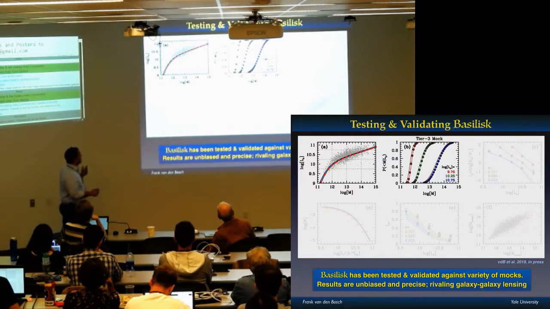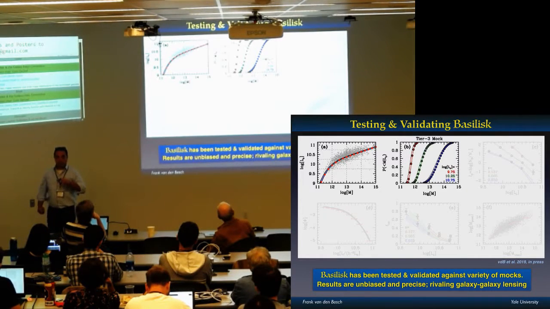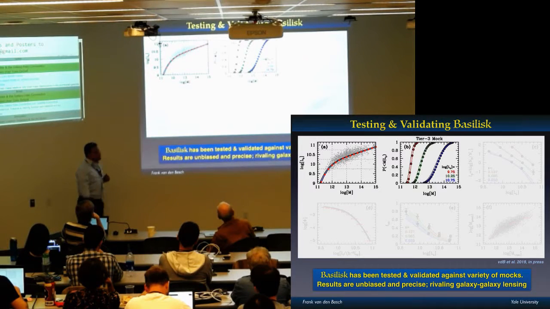But this is a realistic amount of scatter, about 0.2 dex. The red dots are just sampling, at different halo masses, the true relation between luminosity and halo mass. That's the model that I used to make my mock. The blue contours, the 95% confidence intervals, are inferred by Basilisk from the satellite kinematics. So this works really well.